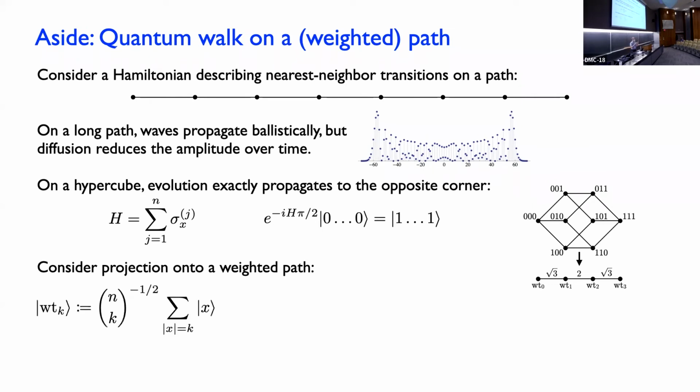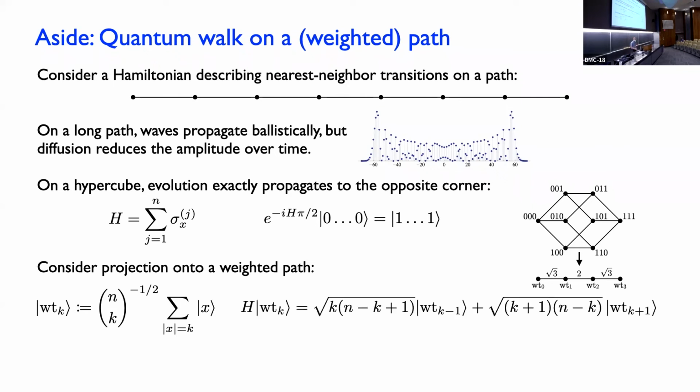So let's let weight sub k represent the state of Hamming weight k. So it's just the uniform superposition over strings of Hamming weight k. And then we can just look at what happens when we apply the Hamiltonian on the Hamming weight k state. What's going to happen is we're going to get some amplitude of the state of Hamming weight k minus 1, some amplitude of the state of Hamming weight k plus 1. You can compute what those coefficients are. They basically just have to do with the number of connections you have going to the left, the number of connections that you have going to the right. And if you do the calculation, this is what you get.